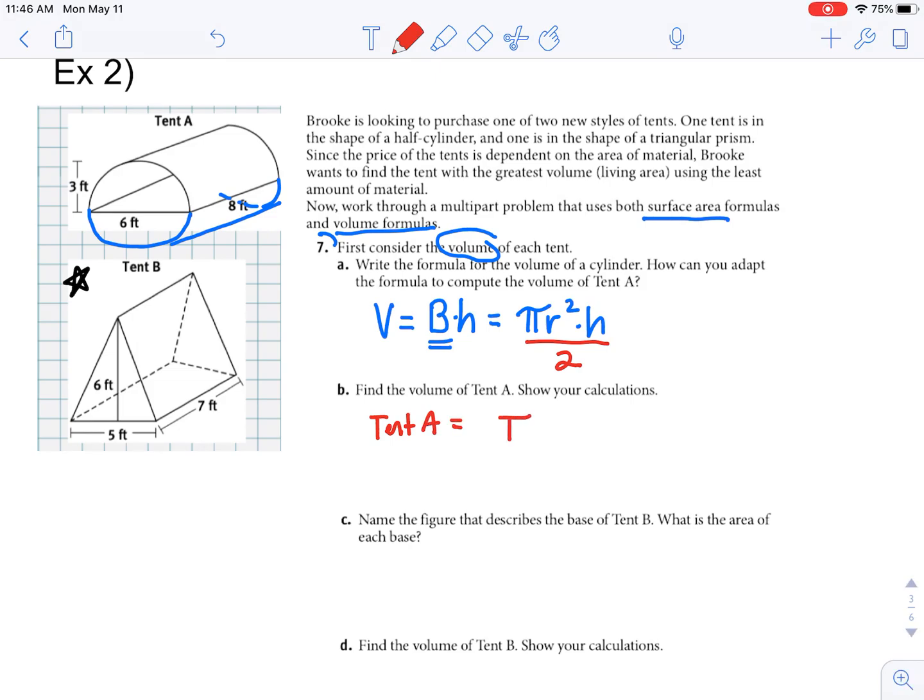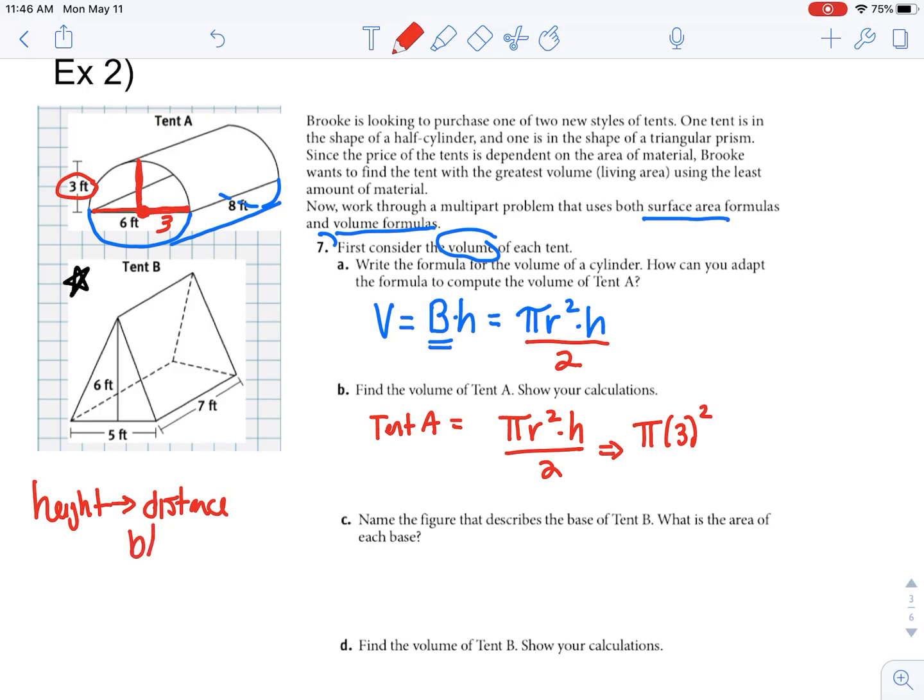So if we go back to tent A to get the volume, we're going to do pi r squared times the height divided by 2. Well, we can find the radius in a couple of different places. Since the diameter is 6, then the radius would have to be 3. We could also look at the radius here, and we could see, oh, look, the radius is 3 here as well. So we can plug in 3 for the radius. Now remember that the height is going to be, and I'll make a note of that over here. Height, remember, is the distance between the two bases.